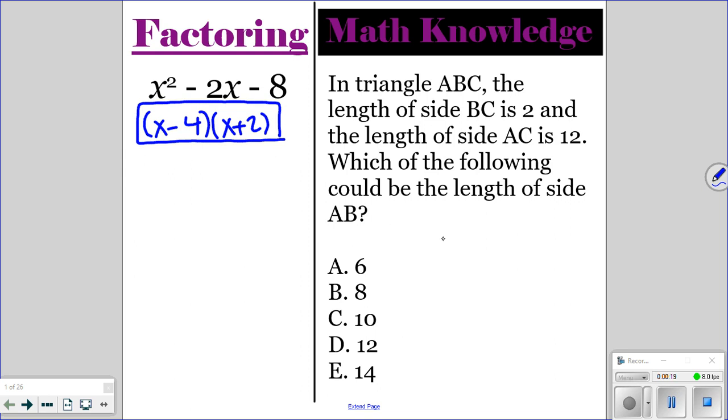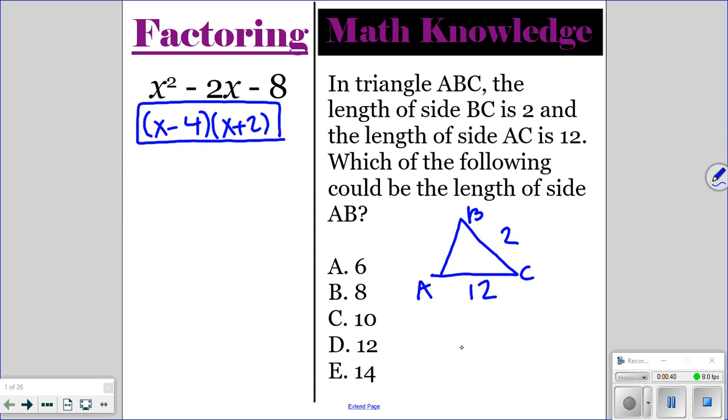For the math knowledge question, we have a triangle ABC. It tells us BC is 2 and AC is 12. Which could be the length of the side? So we're not going to use Pythagorean theorem because it's not a right triangle, although it could be.